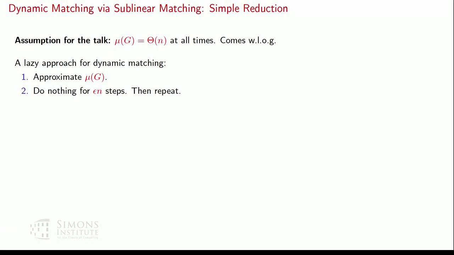The way it works is that you approximate the size of the matching, and then you do nothing for epsilon n steps. Because the size of the matching is linear in n, with epsilon n steps, maybe you remove epsilon n edges of the matching, but the size of the matching remains unchanged, approximately, up to 1 minus epsilon factors. So then you repeat this. Every epsilon n updates, you just estimate the size of the matching and then do absolutely nothing for the next epsilon n updates. Maybe just change the graph to keep track of the updates.